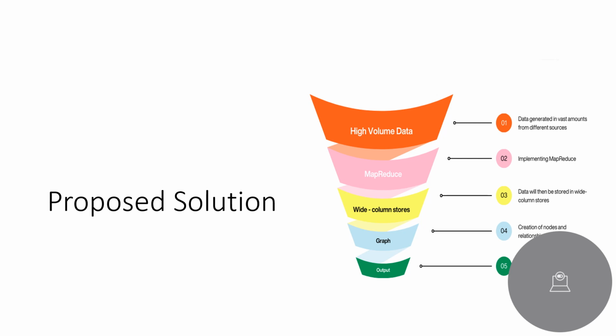Now let us talk about the proposed solution. Here is the overview of the proposed solution. Starting from the top, MapReduce will be applied to high volume data generated by traditional relational systems that are operating within the scope of each entity. Here the entities are airports, airlines, and air traffic control. The data output of MapReduce will then be stored in wide column stores, and then creation of nodes and relationships will be done.